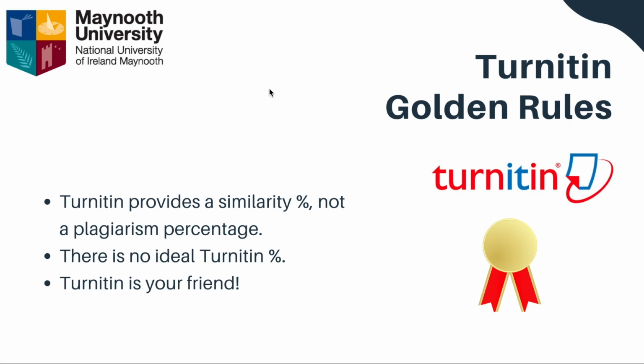There is no ideal Turnitin percentage. It is not about the number. You can have a low percentage that contains a large amount of text from other sources, or a high percentage from an original piece of work. Again, we'll look at this in the example. And finally, Turnitin is your friend. Turnitin helps you to identify any errors or inconsistencies in referencing and paraphrasing, enabling you to improve your academic writing skills.